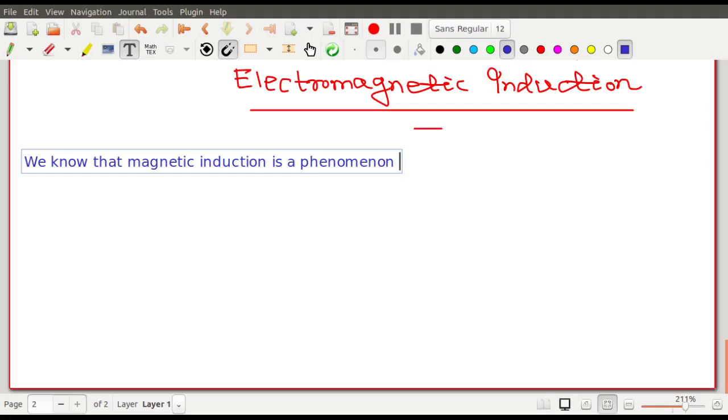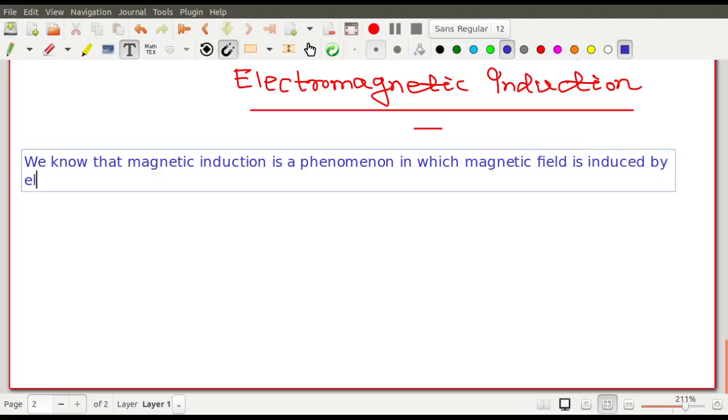Magnetic induction is a phenomenon in which a magnetic field is induced by electric current. This is what you have studied in the Biot-Savart law and Ampere's law, in the last chapter: magnetic induction is a phenomenon in which a magnetic field is induced by electric current.